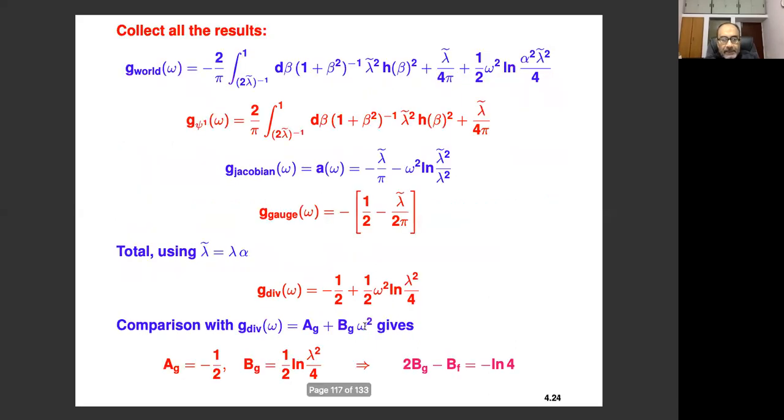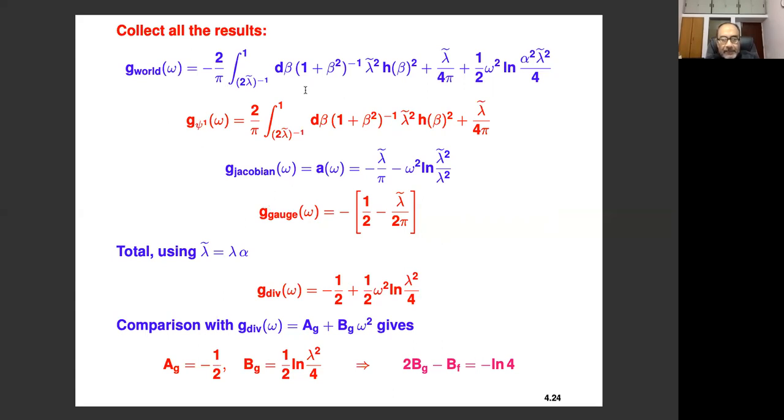Okay, so now it's time to put things together. So here is a collection of all the results. We have computed these 4 different parts of G: the worldsheet direct contribution, the psi1 exchange contribution, and the Jacobians. This is the Jacobian for the translational collective coordinate. This is the Jacobian for the gauge parameter redefinition. And now you can add them up.